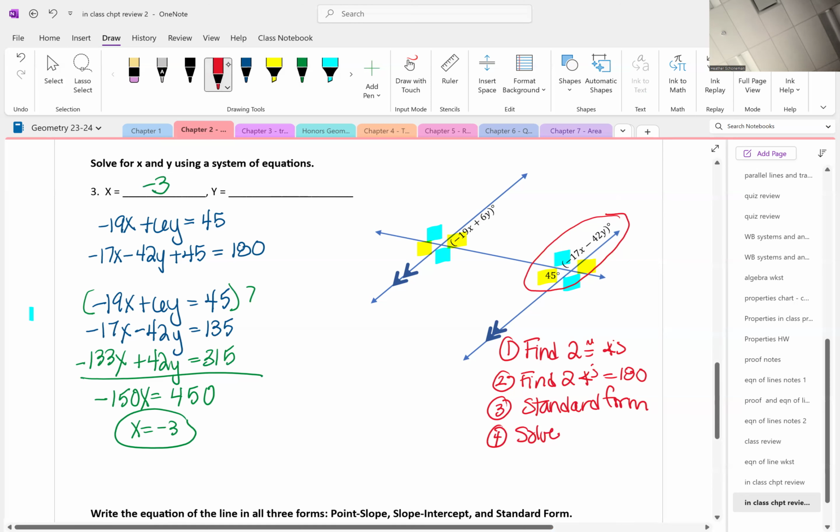Okay, now that I've got x, I need to plug it in and find y, and I can plug it into any equation I want. I'm going to choose this top one because it's simple and straightforward.